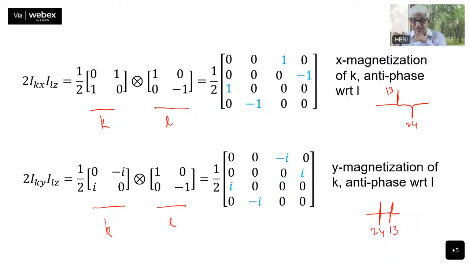This represents the X magnetization of a K spin antiphase with respect to L. So these are the real numbers. This one is the Y magnetization of K spin antiphase with respect to L.